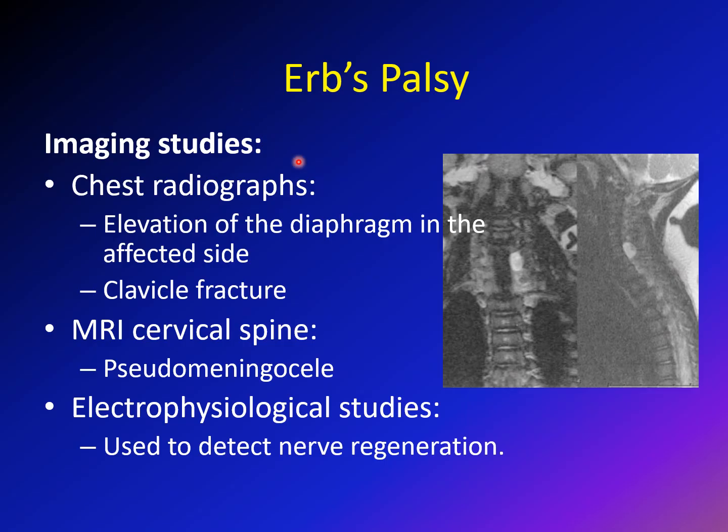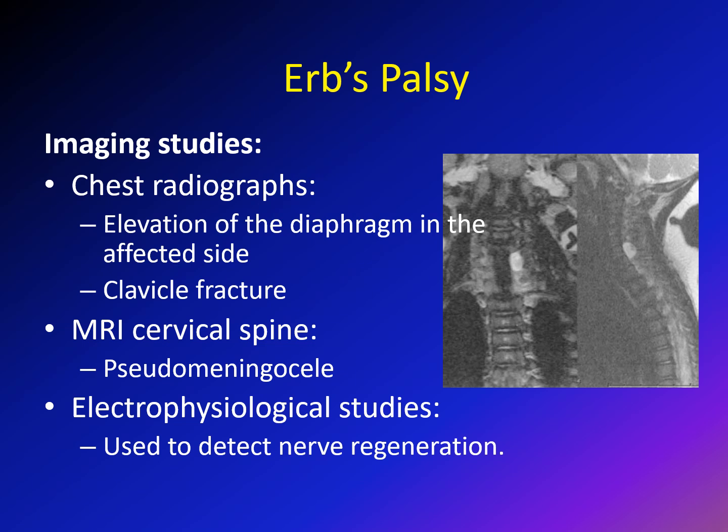So in Erb's palsy, most cases do not need any imaging studies. However, sometimes there are positive findings in some images, like a chest X-ray. If there is a phrenic nerve affection, like if this is a root affection, which usually involves the phrenic nerve, you can see an elevated diaphragm, you can see clavicle fracture or humerus fracture. And we're going to discuss this in detail in the next few slides.